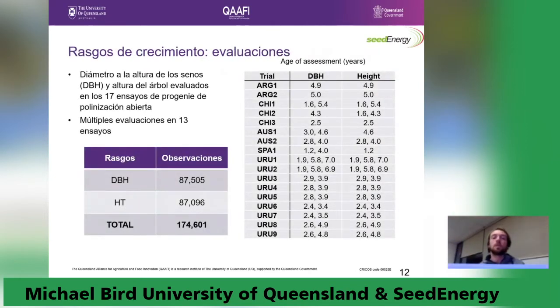For growth traits, we have assessments of both diameter at breast height, DBH, and tree height across all 17 trials. Most of the trials have multiple assessments. For example, here, URU1 was measured at 1.9, 5.8, and 7 years from establishment for both traits.